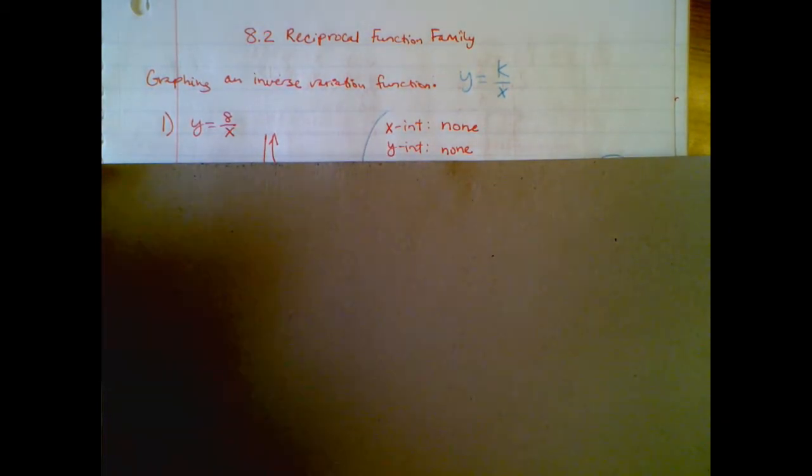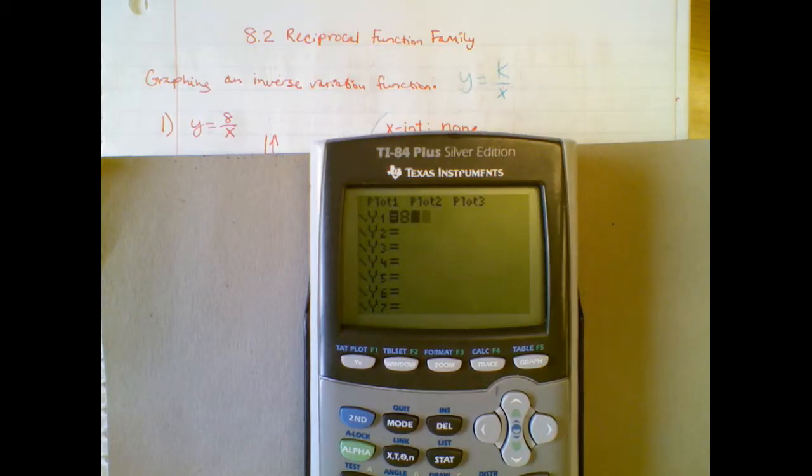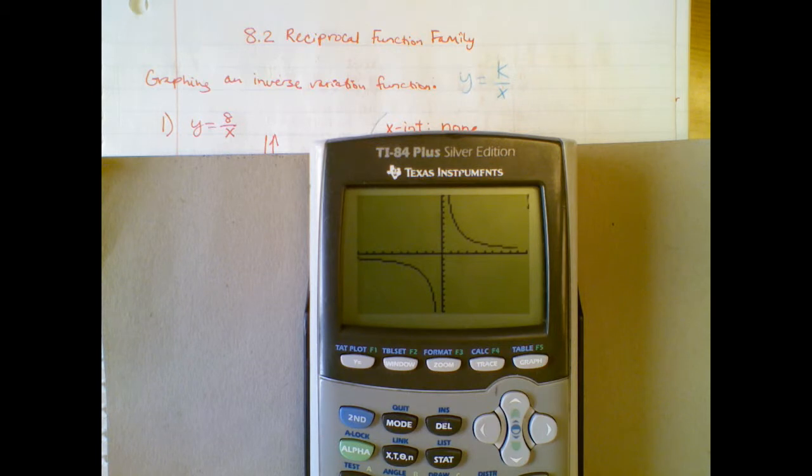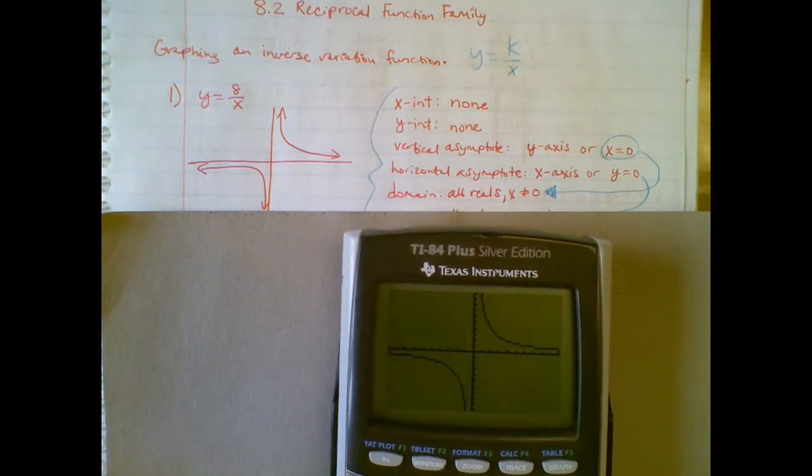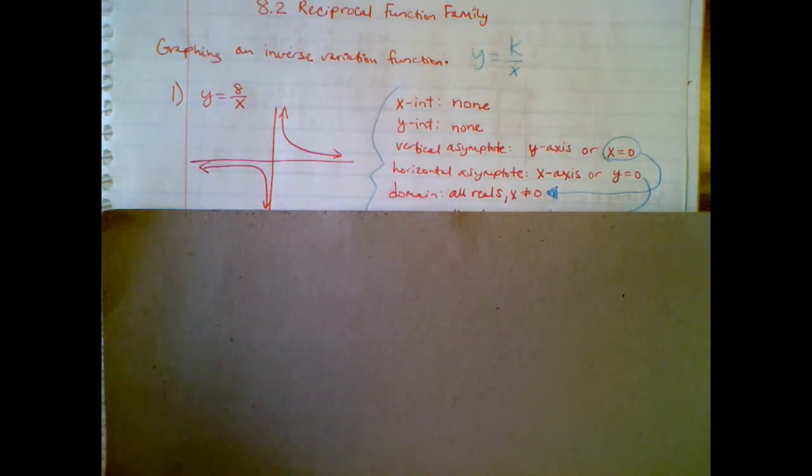Make sure you have a graphing calculator. We're going to go to 8 divided by x, click graph, and we get these two curves in quadrants 1 and quadrant 3. We're going to take a look and answer some questions based off of this graph. So I made a sketch that we can take a look at.